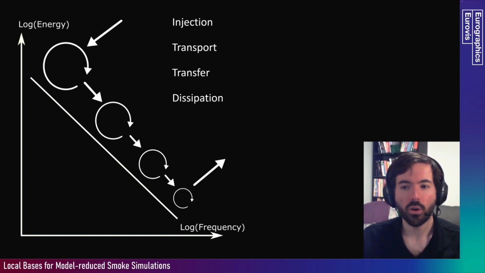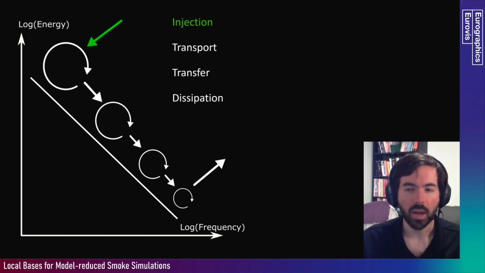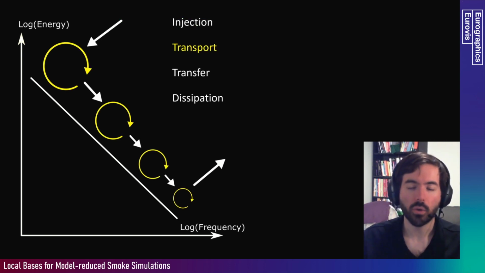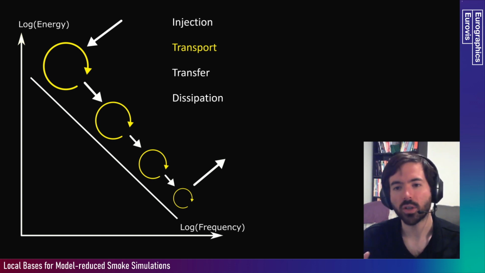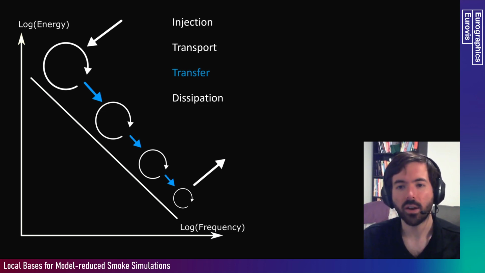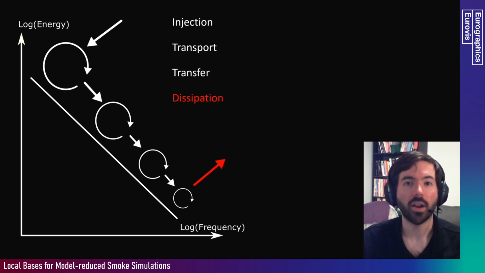And there are 4 components in this energy cascade that we want to recreate. First, energy can enter the system from some external means. Then energy can be transported within a frequency layer. Energy can also be transferred between frequency layers from larger structures into finer structures. And then finally, energy can be dissipated at the finer levels.